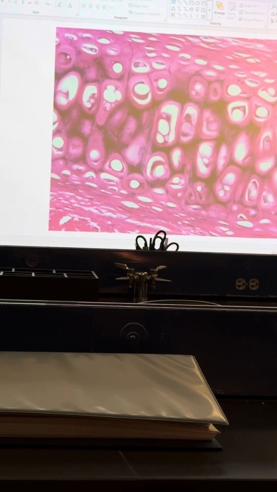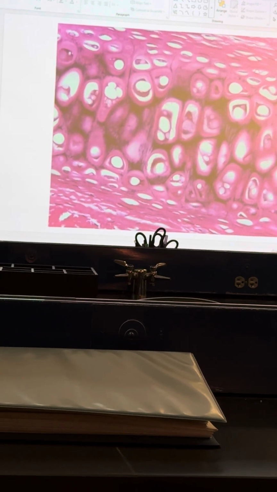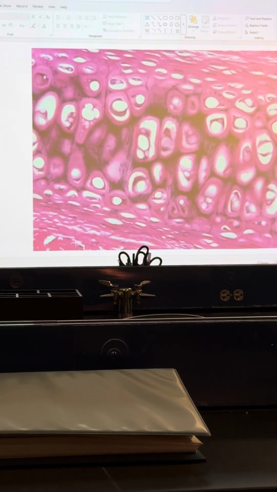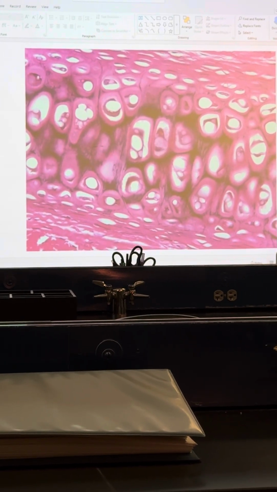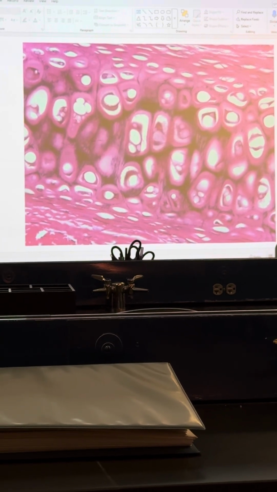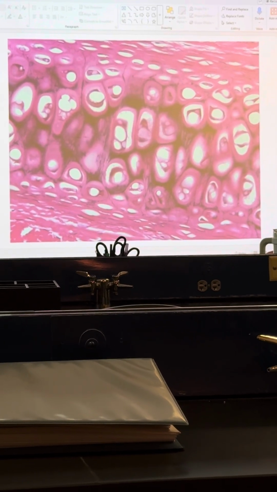So again, cartilage is always supportive. So this has a flexible support, right? Fibrocartilage has a very strong support. It's very supportive. So this guy is the external ear.